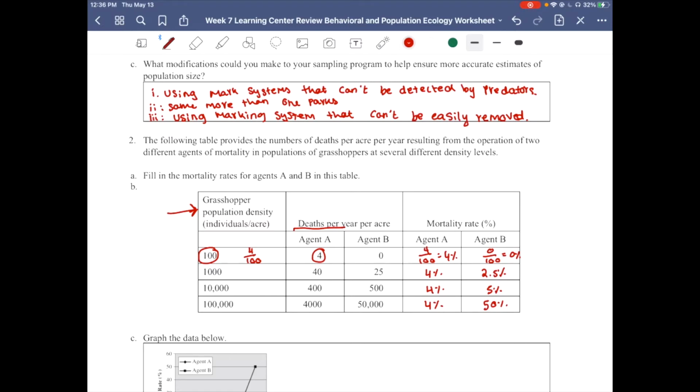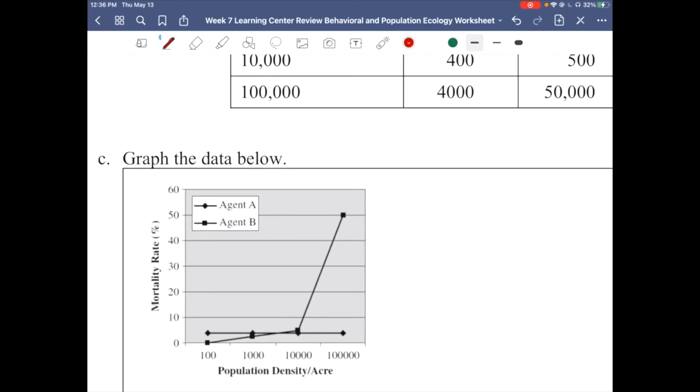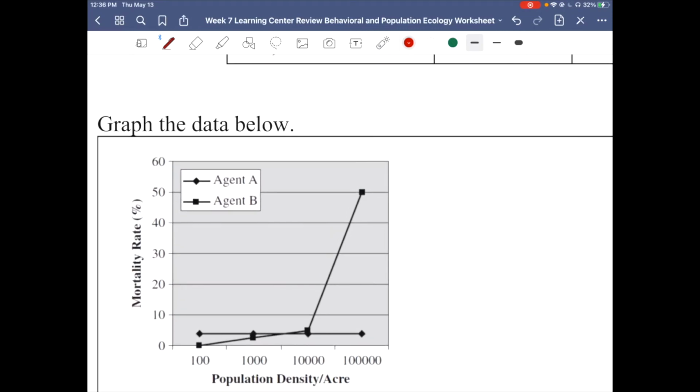And then a graphical representation of it could look something like this. So we saw that agent A stayed the same at 4%, whereas agent B increased. So that's what we see here. Agent A, these are really thick lines. Okay, so agent A stays in a straight line. And then agent B, we start off at 0, goes up, and then just drastically goes up.